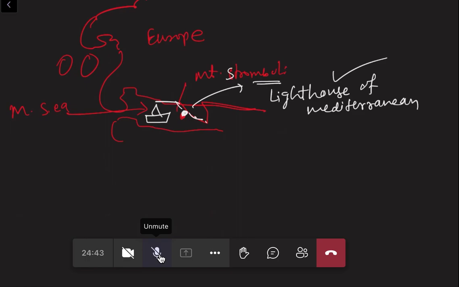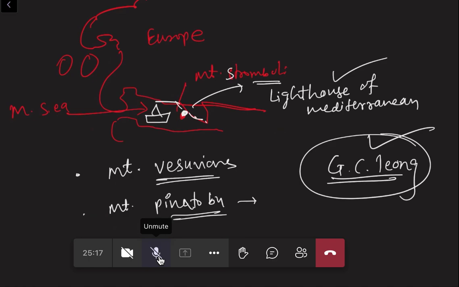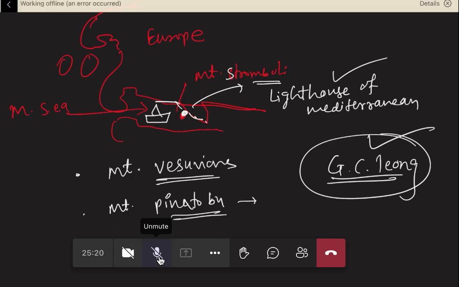Vesuvius is again a very violent volcano. Mount Vesuvius erupted, and many people and houses got burned down. Villages actually went under it. Mount Vesuvius. Mount Pinatubo in the Philippines. All these names you will get in a book called G.C. Leong. In the G.C. Leong book, they give 1-2 separate pages on which mountain erupted when and what happened, the story about it.